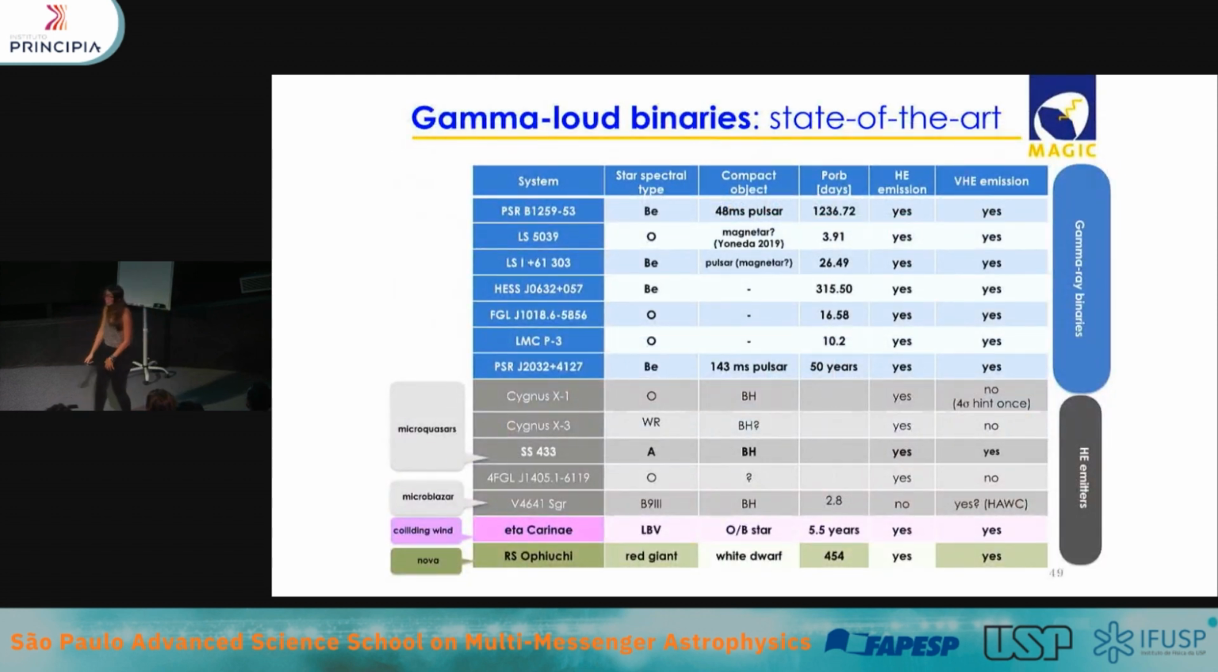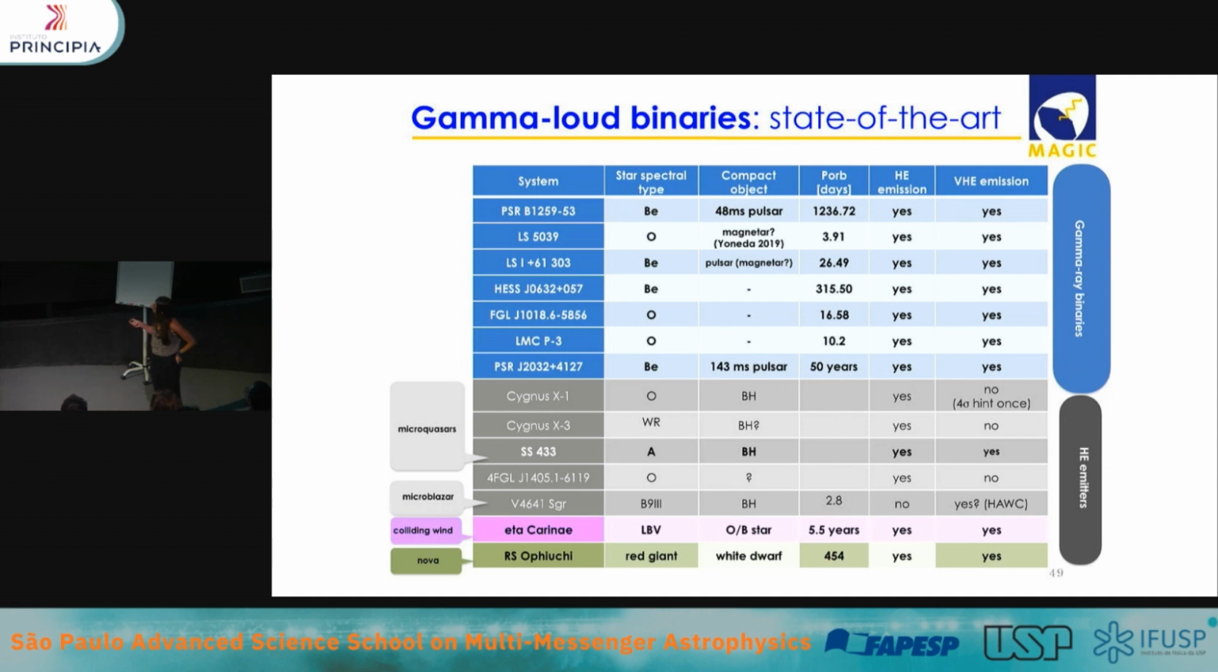But now the situation is a little bit better. If you see now, we have many more of what we call gamma ray binaries, where the non-thermal emission is really peaking in the gamma ray regime. But then we have some other high energy emitters, or gamma loud emitters: binaries that also emit gamma rays at some point, but it's not the bulk of the non-thermal emission. And what you see here is that now the situation starts to change a little bit.